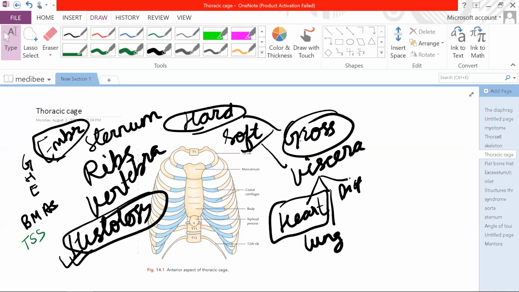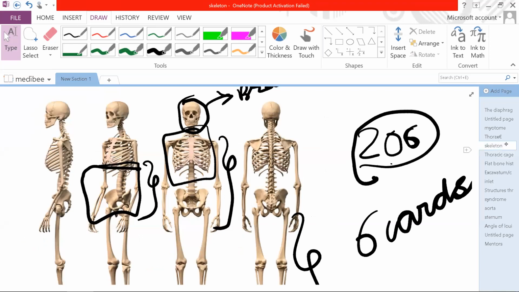Look at this part once again. So see, you will see a lot of bone here. We know that the human body has about 206 bones, but lucky for us, we have paired bones.